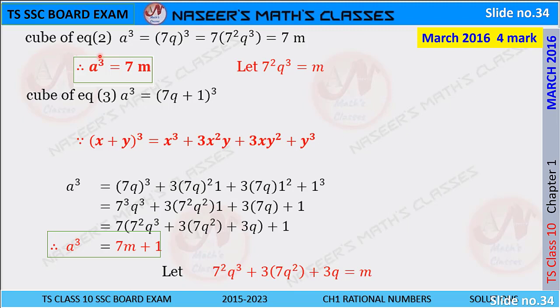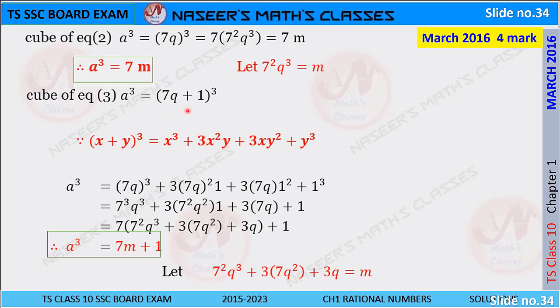Then we can write a cube is equal to (7q) whole cube is equal to 7 times 7 square q cube, which is written as 7m. Here let m is equal to 7 square q cube. Next we find the cube of equation 3. Then we can write a cube is equal to (7q plus 1) whole cube.